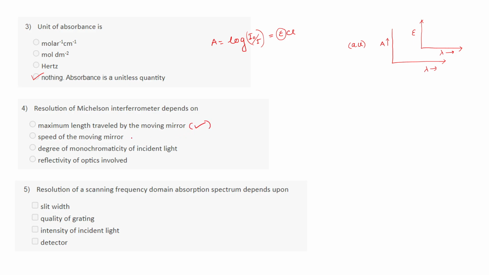But I think the correct answer given is speed of the moving mirror, because Sir was mentioning something like this, right? It is going, so it will form a pattern like this. If the speed is less, then more points will be there. It is also true that the speed of the moving mirror does play a role, but obviously the main thing is the lengthier the travel, the more data we'll get.